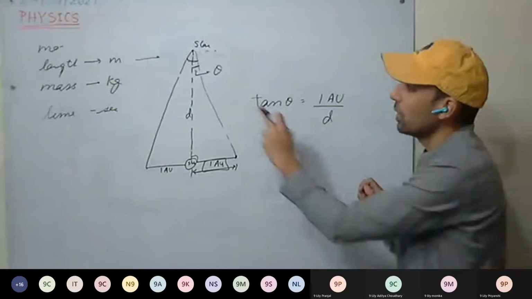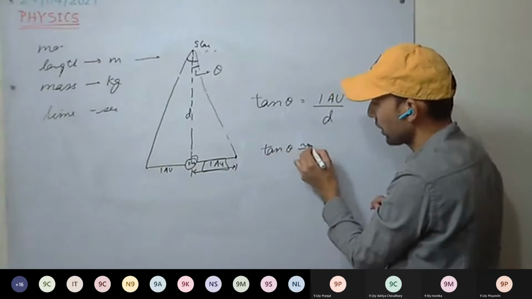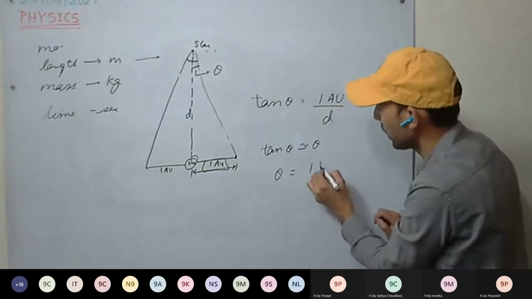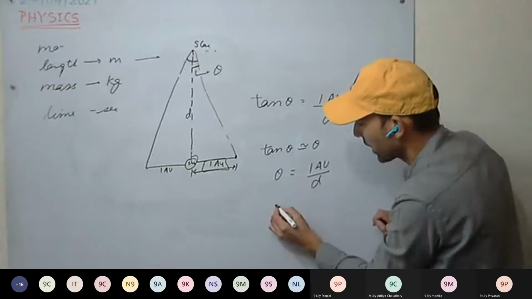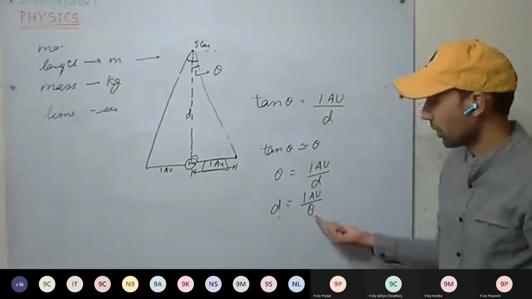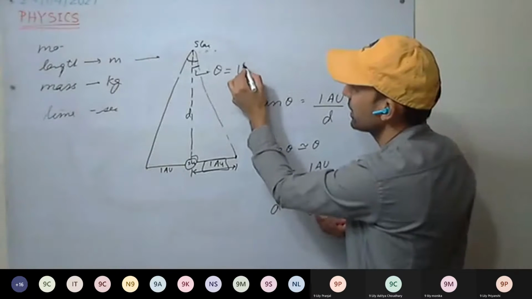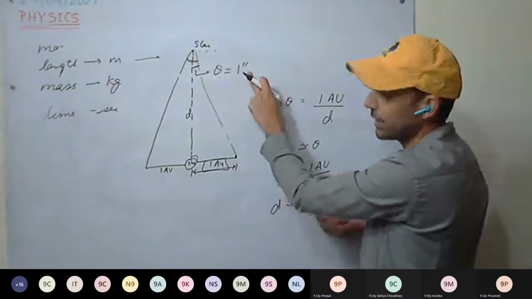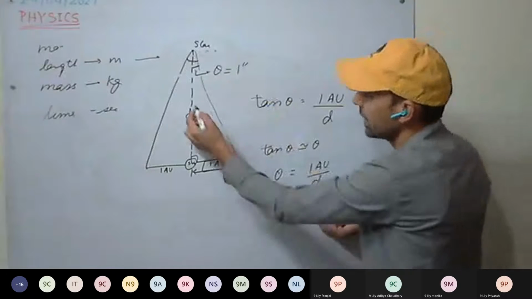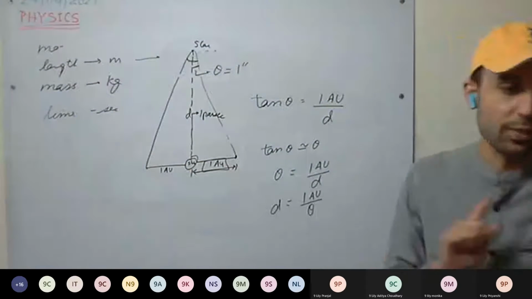Since theta is very, very small, we can take tan theta equivalent to theta. So we can write theta equal to 1 AU divided by d, or d equal to 1 AU divided by theta. Now if we take this angle as 1 second, then this distance will be 1 parsec.